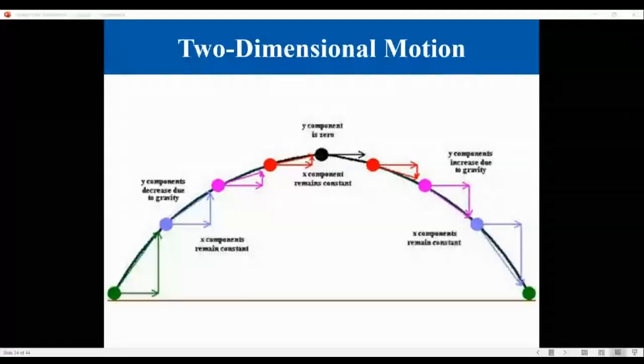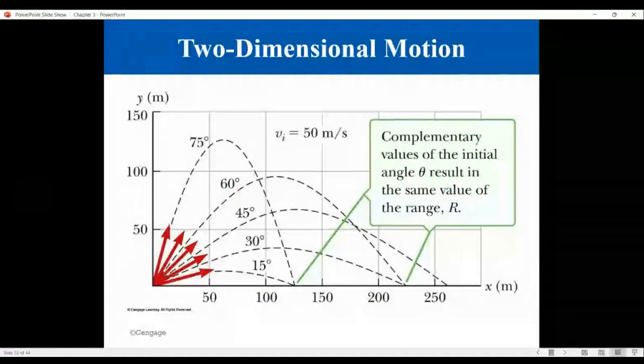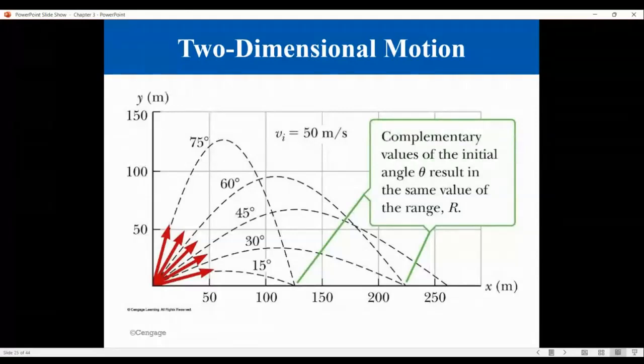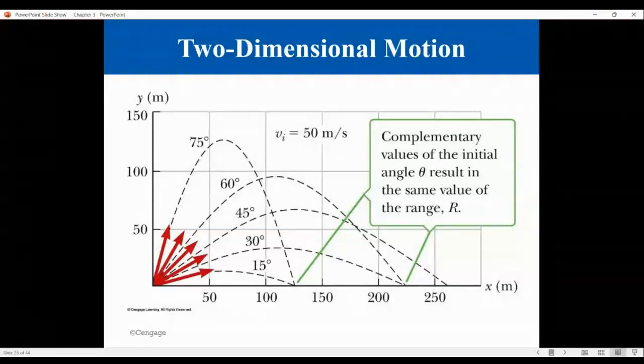And then the last one is this, where we look at, for instance, a cannonball, or a baseball, or some projectile fired at a specific speed, let's say 50 meters per second. Obviously, these concepts relate to ammunition, to predict how far something will go. And that R value is called the range, which tells the x distance.